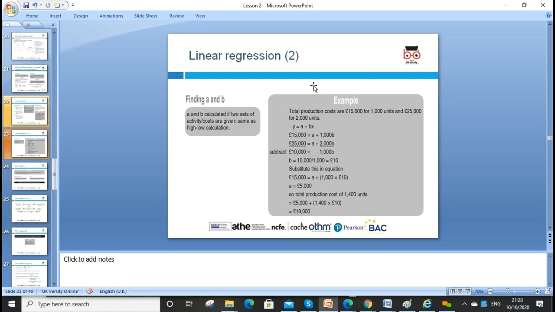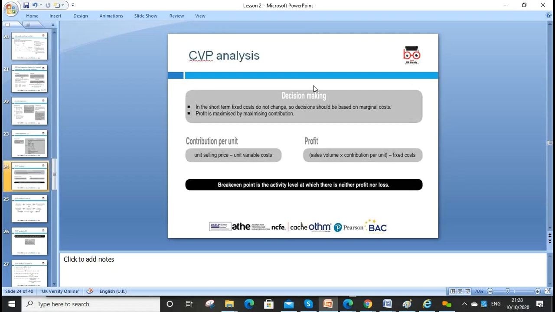So total production cost for 1400 units: 1400 units times 10, so that will come to 19,000. So we can find this using the high and low method, where we look at the high unit and low unit cost difference and the unit difference, and we can find the variable cost, and we can decide the per unit cost. CVP is called cost volume profit analysis, which is for decision making.